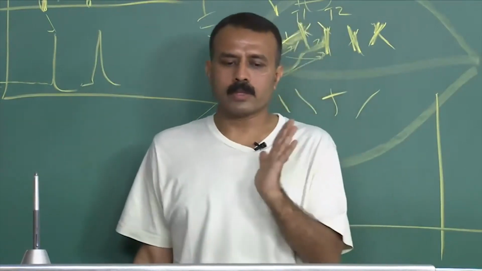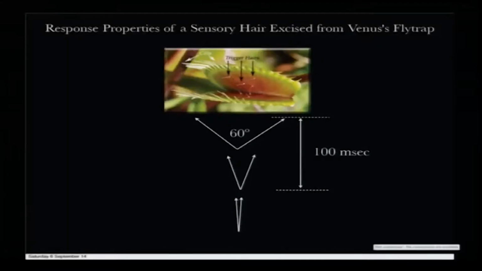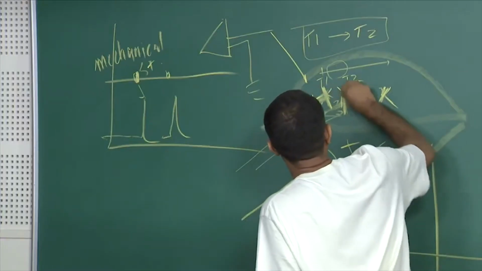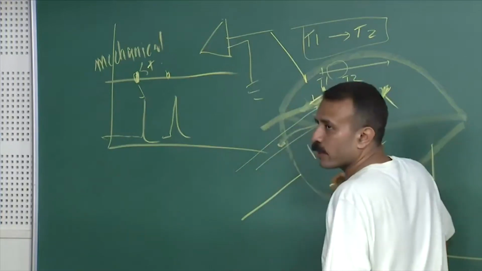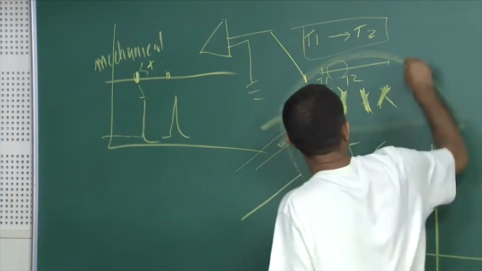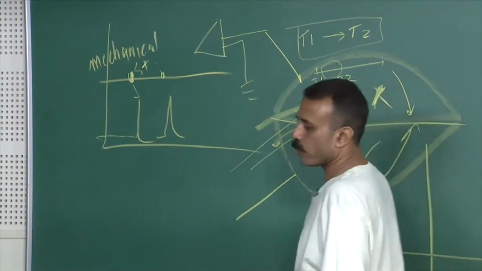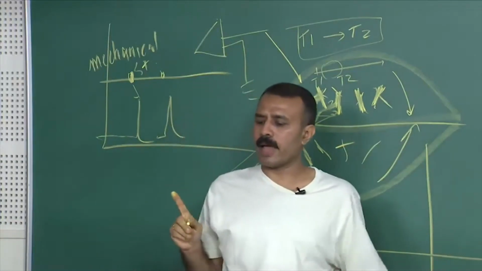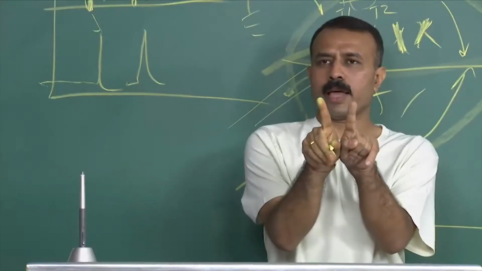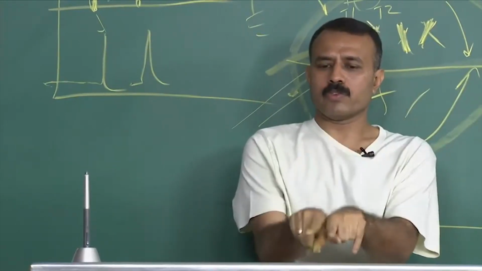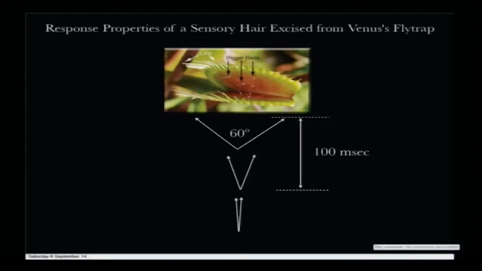Okay? Now, this is the kind of response properties of sensory hairs excised from the Venus flytrap. So, those what you see are called the trigger hairs. These are those trigger hairs, what I am showing on the board. When these trigger hairs are triggered, you see the closing motion along the hinge of the Venus flytrap. Those trigger hairs are at a certain angle, and over 100 milliseconds, that angle changes likewise. And if you see the slide, you will be able to figure that out much better. So, this is how that movement takes place.